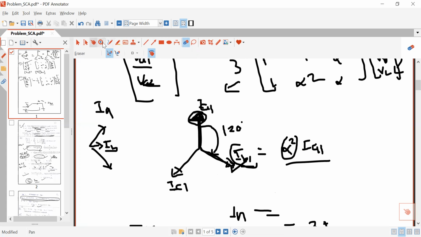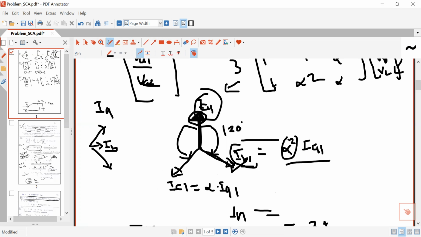In this way you can get IB1. Suppose the task is to calculate IC1. How will you get IC1 from IA1? You have to rotate this vector in anti-clockwise direction now. So IC1 will be alpha times IA1. So if IA1 is known, it means you can easily calculate IB1 and IC1.